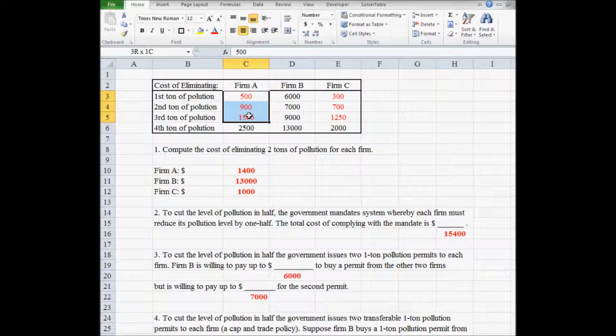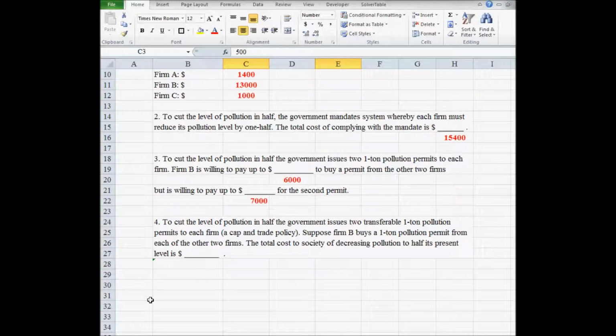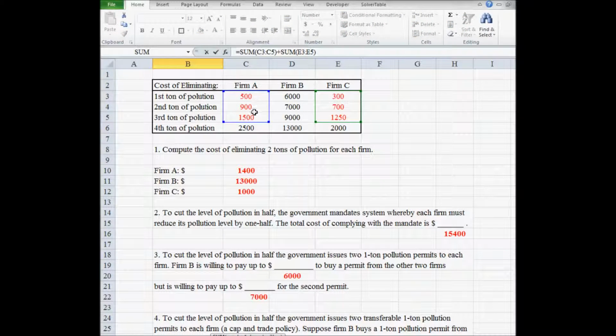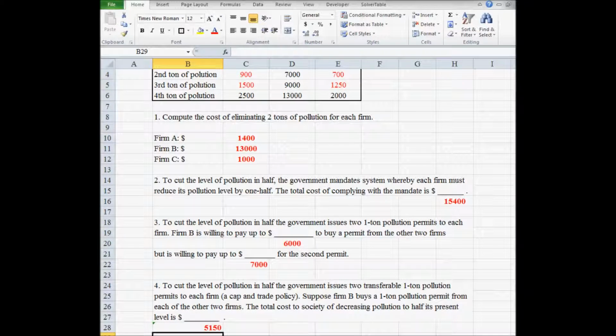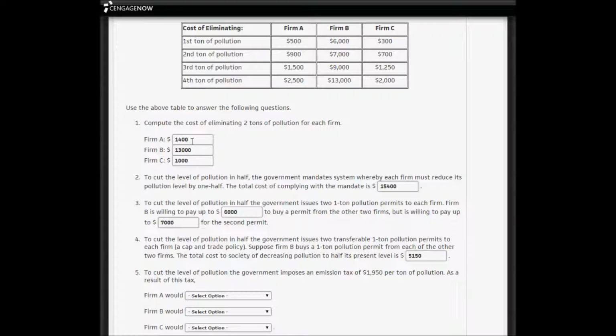So firm A reduces its pollution by 3 tons, and firm C reduces its pollution by 3 tons. So this policy will reduce pollution by 6 tons. So the cost is the sum of these 3 costs and those 3 costs, $5,150. Now I'm going to copy these values in one at a time into Cengage Now, but I'll spare you the details. As you can see, I've pasted the values into Cengage Now that I computed in my Excel spreadsheet.